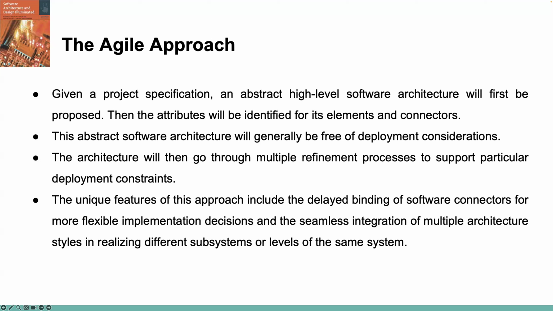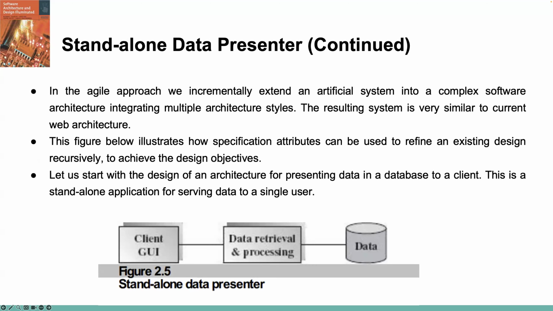And another key feature is the seamless integration of multiple architectural styles. Different parts of the system might require different designs, just like how different rooms in a house may have different layouts or purposes. For example, one part of the system might use a client-server style, while another uses peer-to-peer architecture, but they all work together harmoniously.